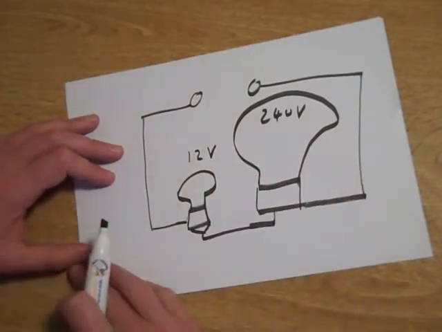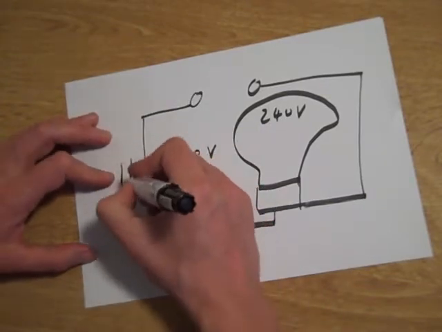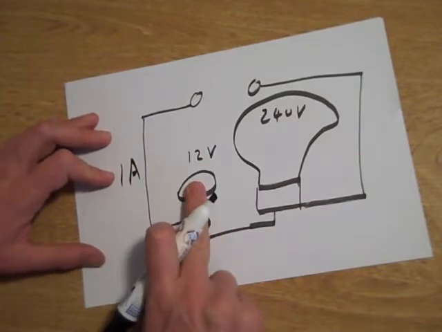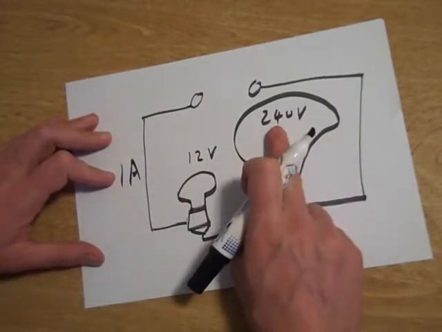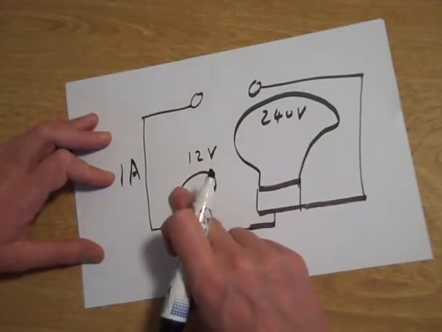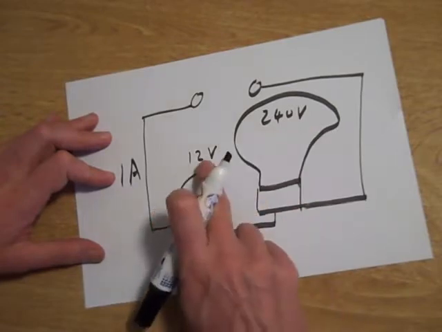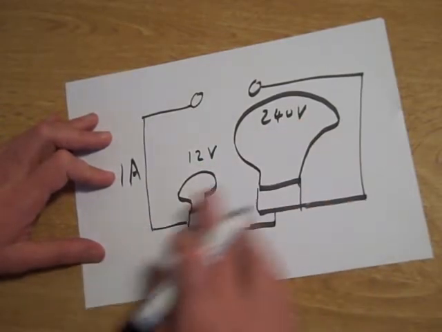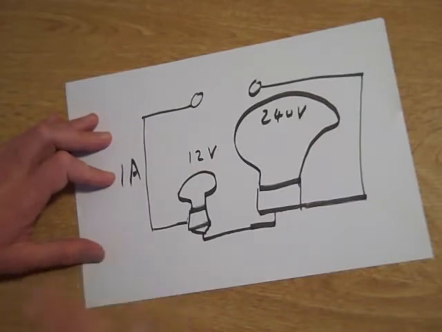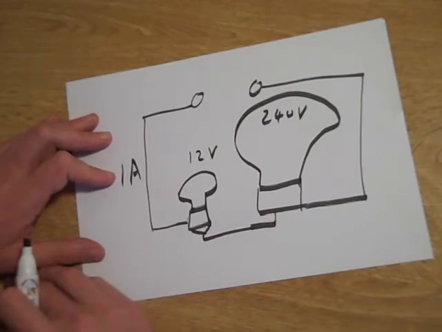So how can that be? How can it be that the same current, and we imagine a current of 1 amp flowing through here, 1 amp goes through here, 1 coulomb per second, and then it goes through here, 1 coulomb per second, but here it gives out a lot more energy than here? And the answer is, it's the voltage, which is a measure of the amount of energy carried by each unit of charge. It's really a good idea to remember 1 volt means 1 joule per coulomb.